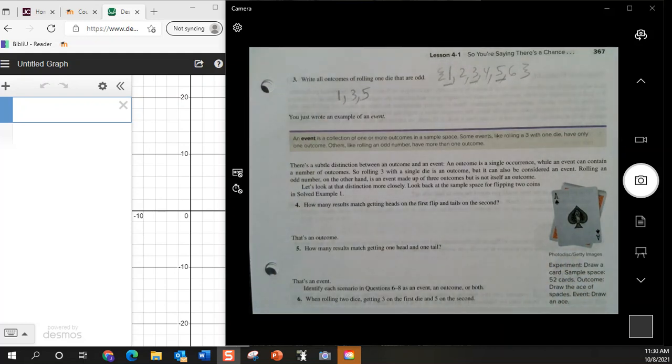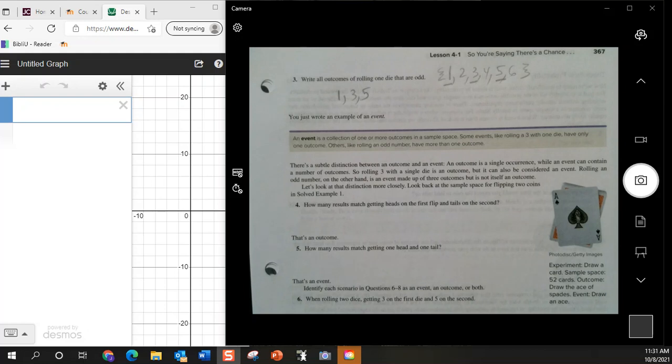You just wrote an example of an event. An event is a collection of one or more outcomes in a sample space. Some events, like rolling a 3 with one die, have only one outcome. Others, like rolling an odd number, have more than one outcome. There's a subtle distinction between an outcome and an event. An outcome is a single occurrence, while an event can contain a number of outcomes. So rolling 3 with a single die is an outcome, but can also be considered an event. Rolling an odd number, on the other hand, is an event made up of 3 outcomes, but is not itself an outcome. Let's look at that distinction more closely.